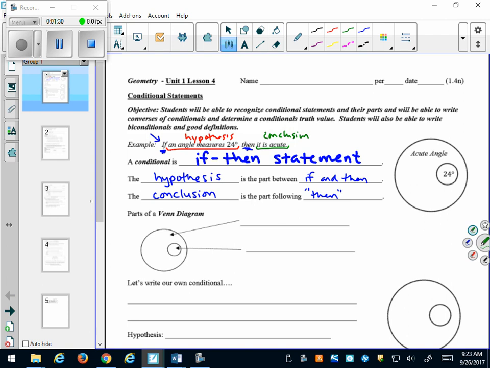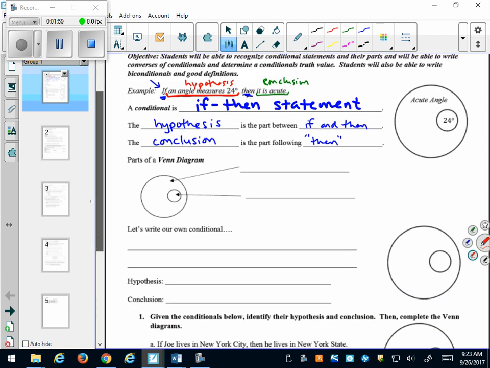I want to stress here, when you get this kind of a question on a test or a quiz, if it says state the hypothesis, you want to make sure you're just saying an angle measures 24 degrees. Do not include the word if. The if word is not part of the hypothesis. The hypothesis is an angle measures 24 degrees. The conclusion is it is acute. The if and the then you don't want to include in the hypothesis and conclusion.